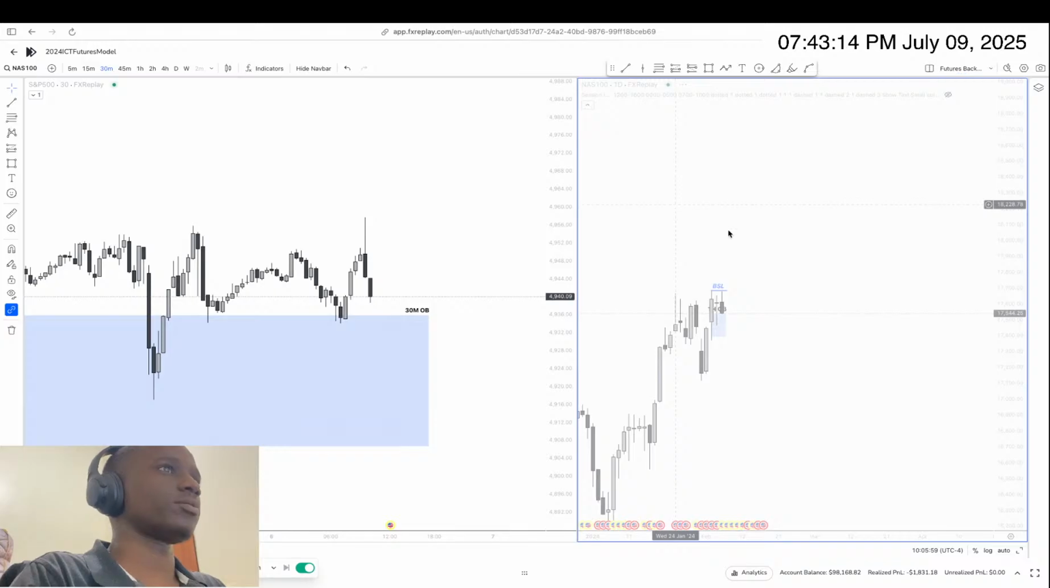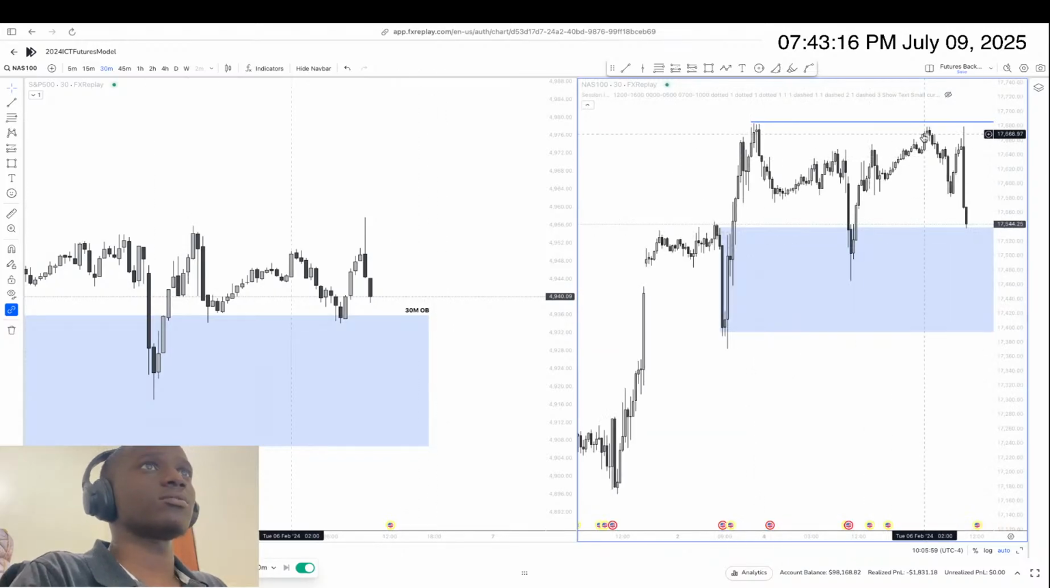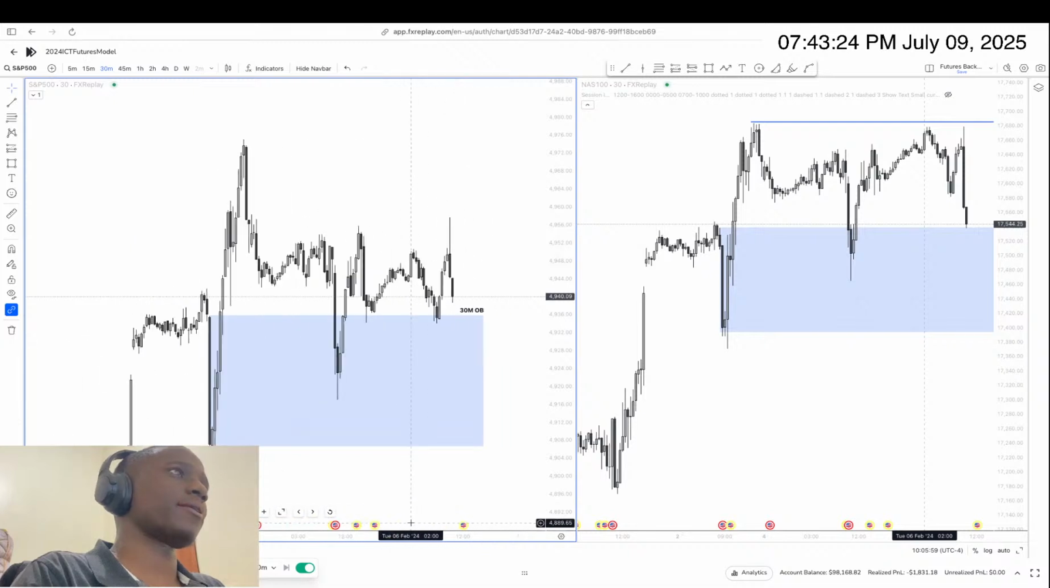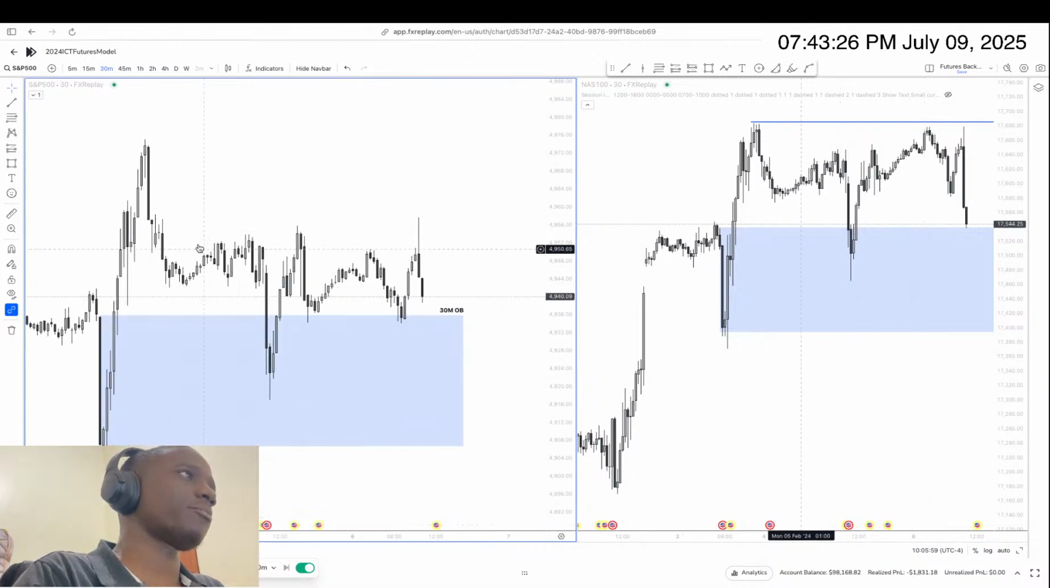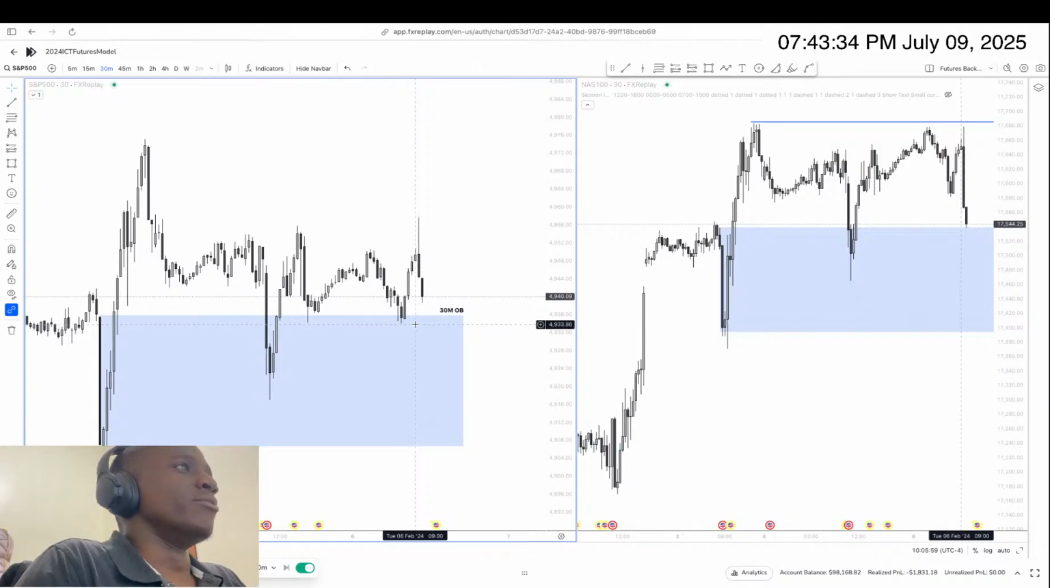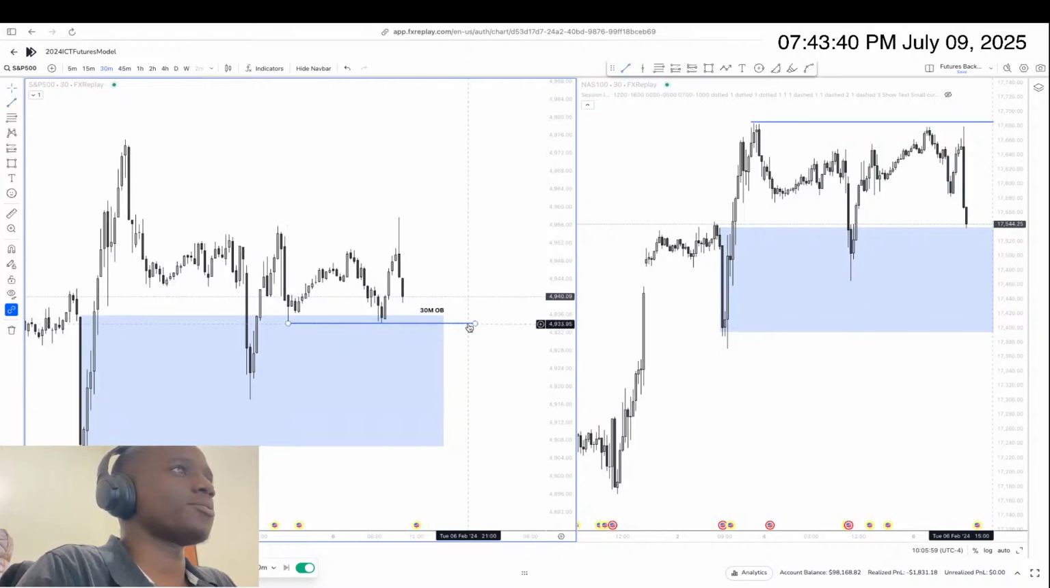Let's see how it looks on NAS. So here and here, you can see we created a high here, but here we didn't, which means we might actually drop. And we're not in some kind of strong POI other than this fair value gap that price tapped into. So we see what price does. We have some relatively equal lows here though, which might be respected. So the sell side.